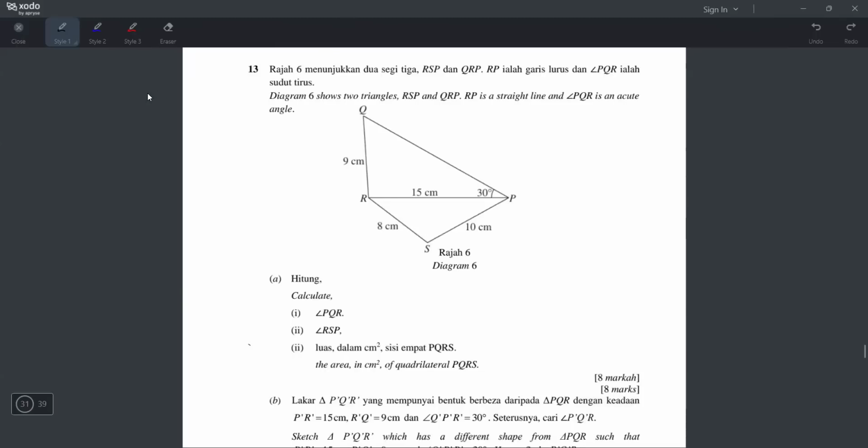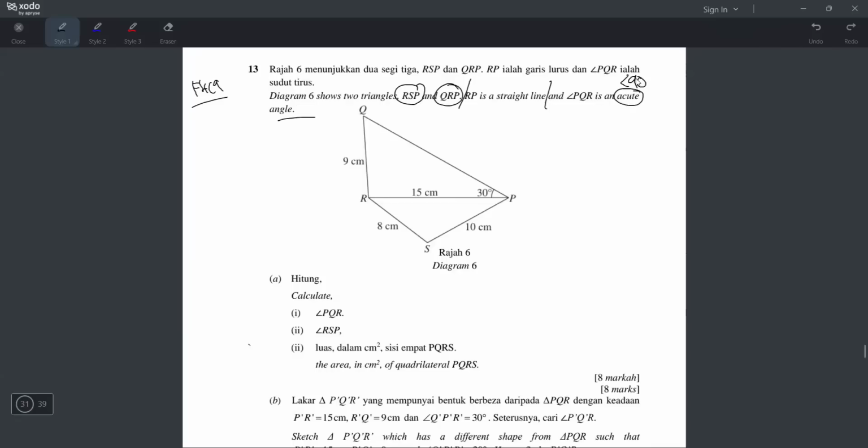So I will do 13 now. This is solution of triangle, form 4 chapter 9. Without wasting any time, let's start. Diagram 6 shows 2 triangles, RSP and QRP. Saya nampak ada 2 triangle RSP QRP. RP is a straight line. PQR is an acute angle. Oh, ini penting. Acute angle means the angle is less than 90.